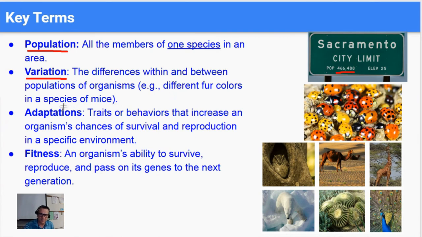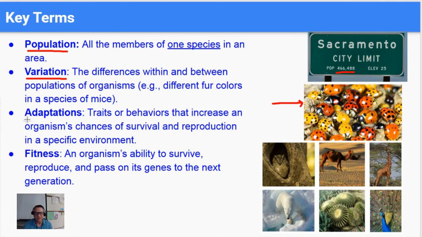Variation, variety. It's the differences within and between populations of organisms. So this one uses different fur colors in mice. But over here, look at these little ladybugs. They have variety. They have variation. Some are yellow, some are orange, some are red. So not all the ladybugs are exactly the same. They do have slight differences. Now, some of these colors, is it an advantage to be yellow? Is it an advantage to be red? Or is it an advantage to be orange? Don't know. I don't really know if there's an advantage to be a certain color of ladybug.